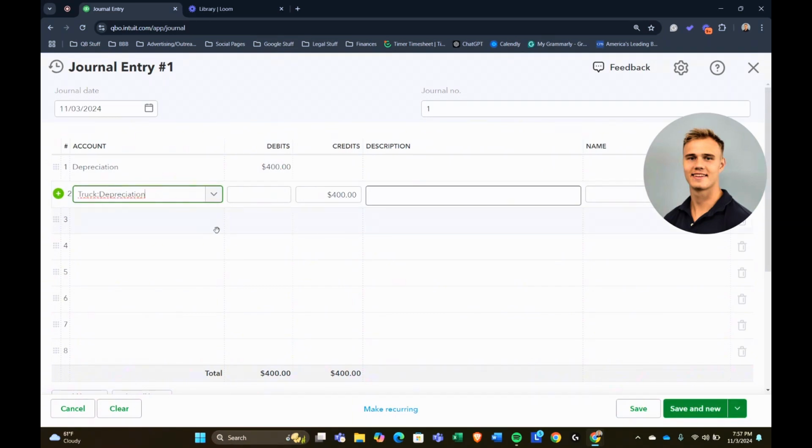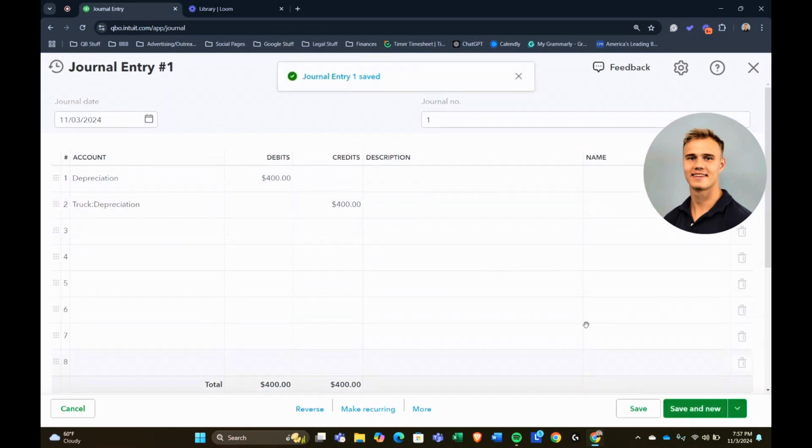It's called a contra asset account, not your typical asset account, because the higher this number is, specifically the depreciation tied to the truck, the more the value of the truck falls. I'll show you how that looks in our balance sheet in the financial statements, but we know that these two have to equal. So we have 400 on both sides, which means we're good to go. So we can save and new.